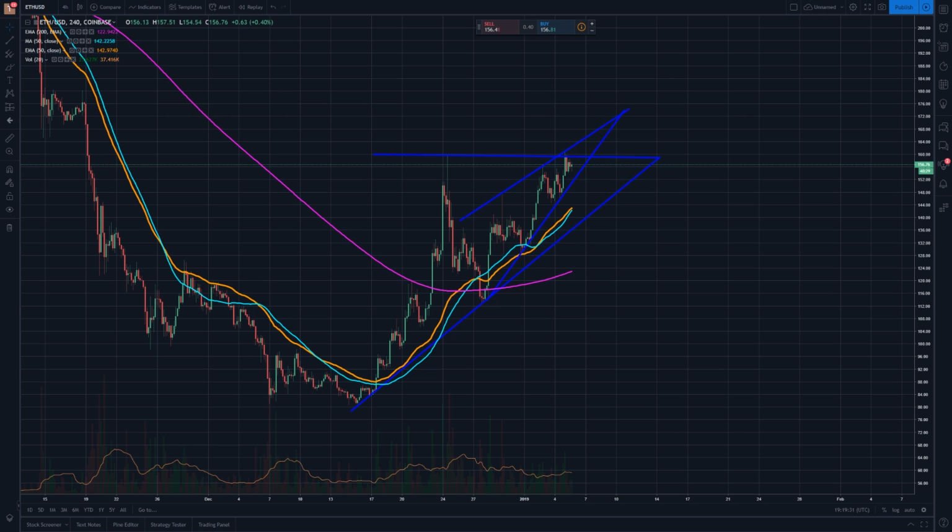Today we're going to be doing another cryptocurrency technical analysis on Ethereum to the US dollar. We're going to be talking about whether it's bearish or bullish and what exactly is happening in here, what we can expect in the price action of Ethereum moving forward, and where I expect it to go.